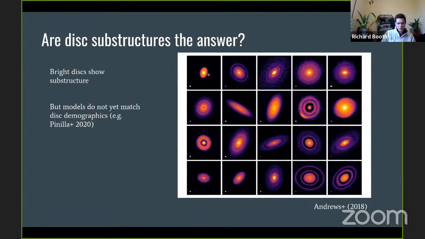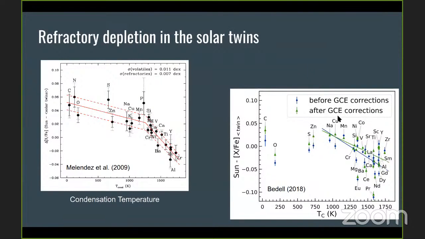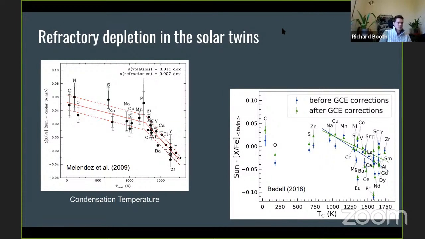Wonderful. Okay, so I've got to move on to the final project that I wanted to talk about, which is the refractory depletion in the solar twins. So this has been known for 11 years now, maybe longer. On the left is a paper from Jorge Melendez, and what is shown here is the difference between the sun's abundance and the average abundance of his sample of 11 solar twins for a range of elements that they measured, and that's been plotted against condensation temperature.